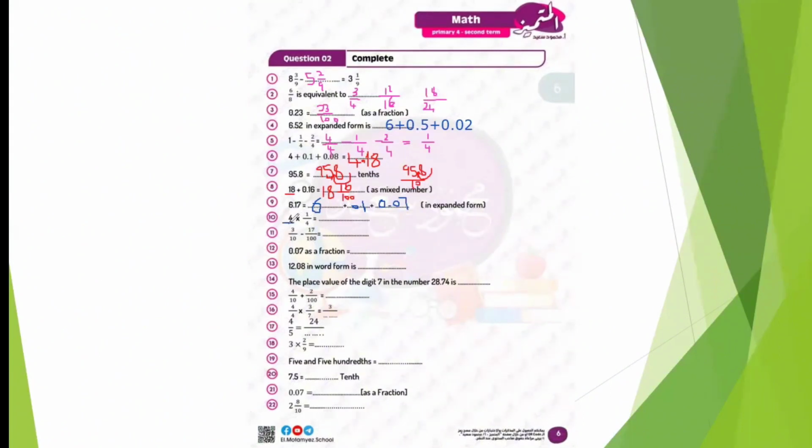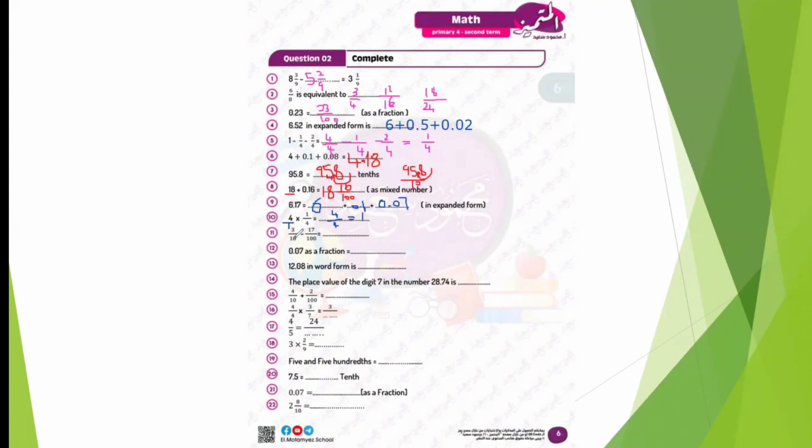Number 10, 4 times a quarter. I can write 4 out of 1. Multiply numerator times numerator, 4 times 1, 4. Multiply denominator times denominator, 1 times 4, 4. And we said any number out of the same number equals 1.